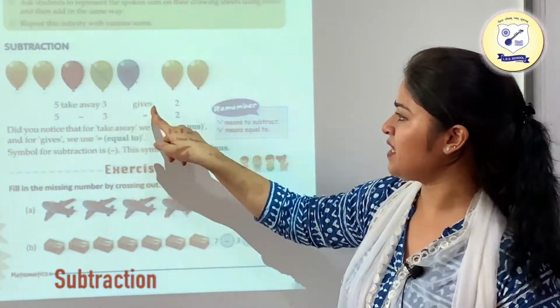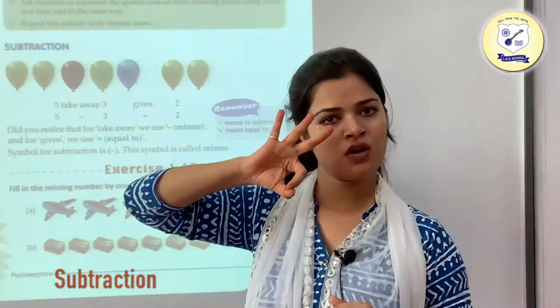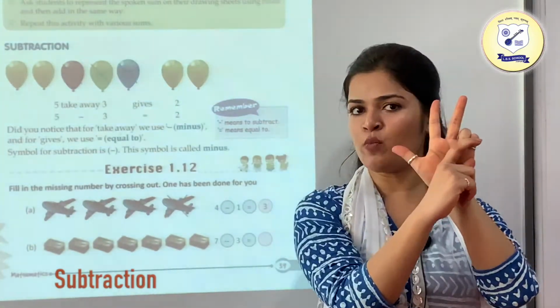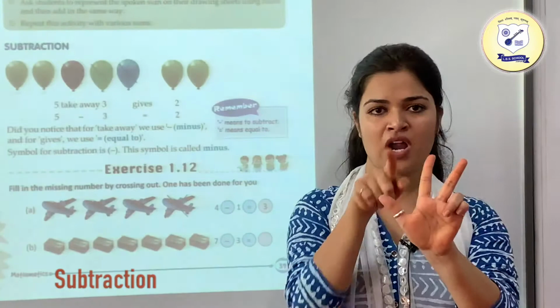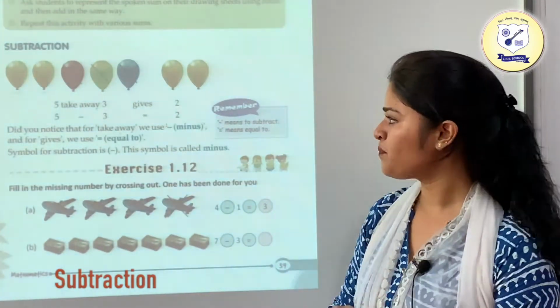So after taking these 2 balloons, how many balloons will be left with me? It is your 3. Like I was having 5, among these 5 I have given 2 balloons, then how many balloons will I be left with? 1, 2 and 3. So that is your subtraction.